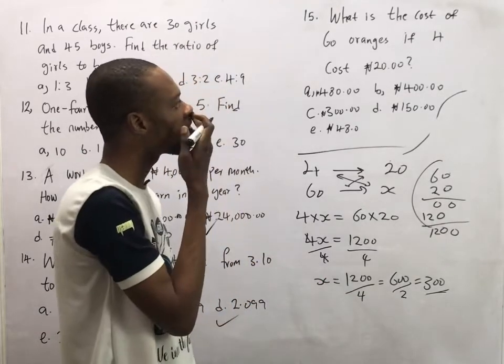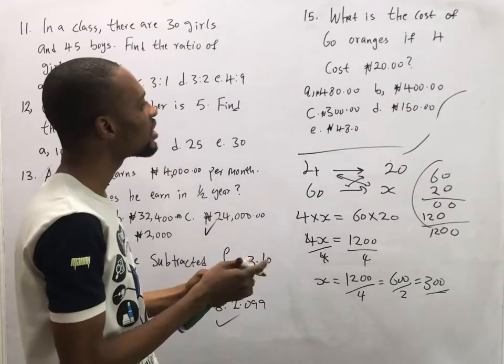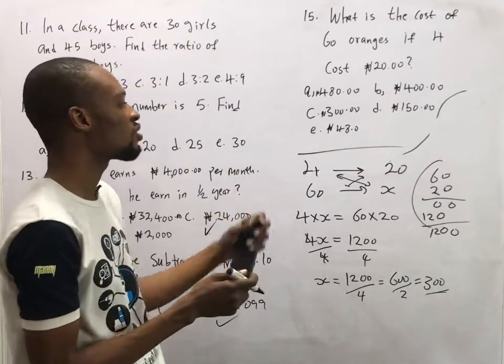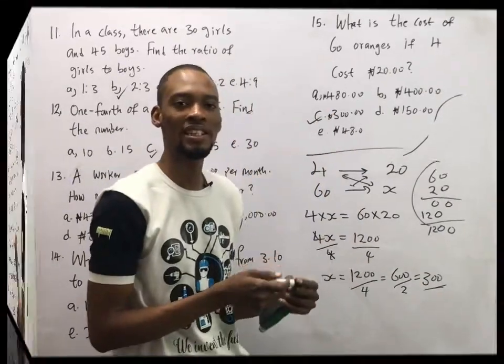So the cost of 60 oranges is 300 naira, if 4 actually cost 20 naira. So that answer is option C. So let's look at the next question.